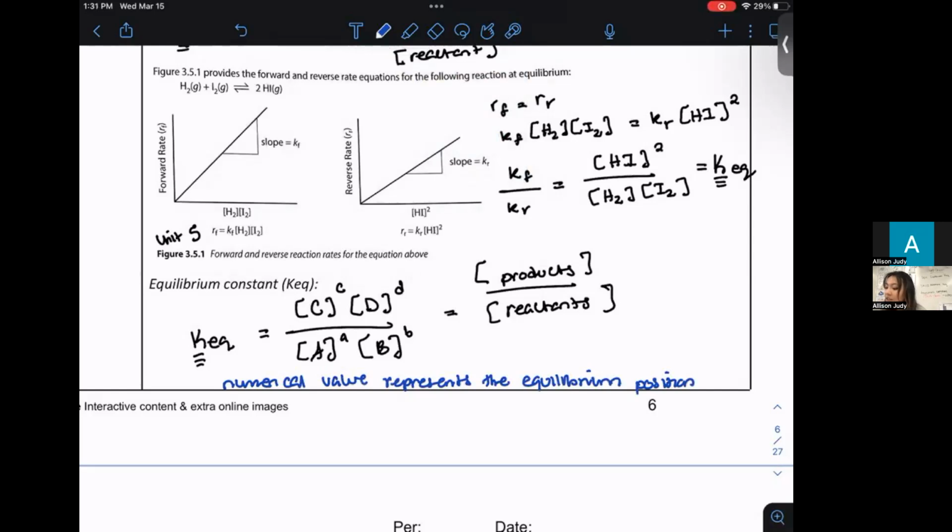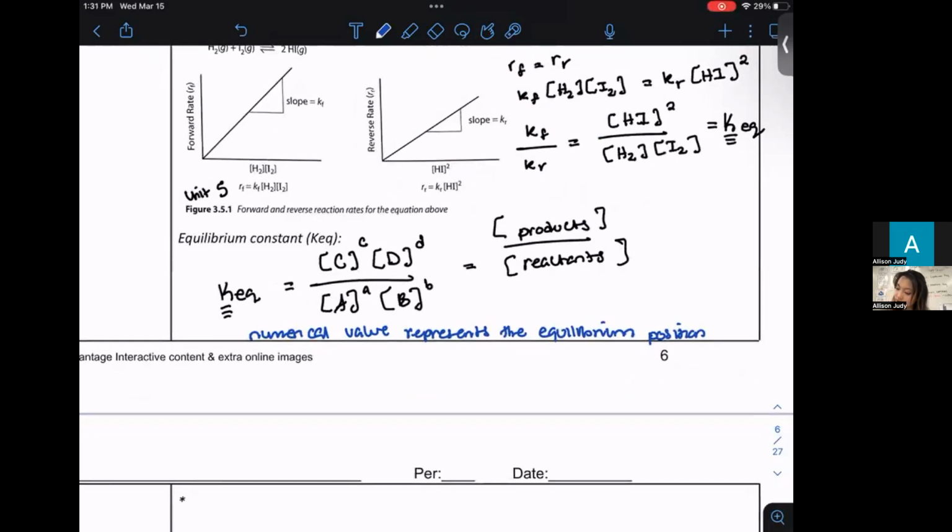It should also be noted that this actually has no units. It's just a number. It's very relative. Basically, if it's greater than 1, you're favoring products. If it's less than 1, you're not. Almost like fractions. It is indeed, dare I say, a fraction.